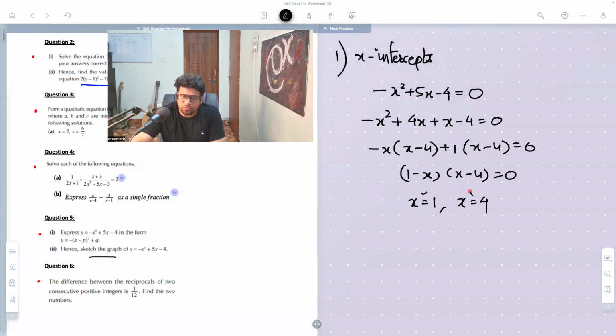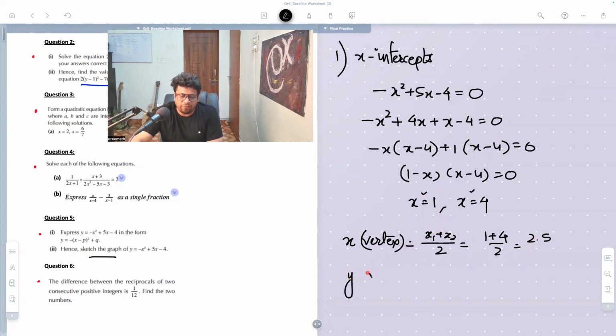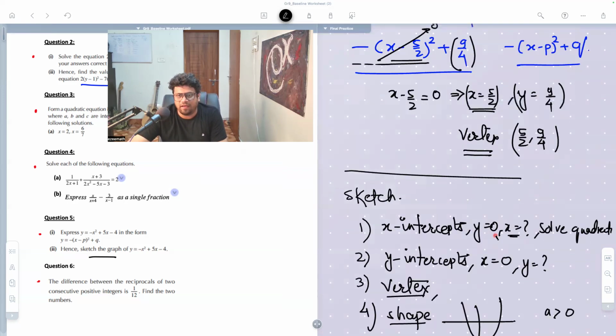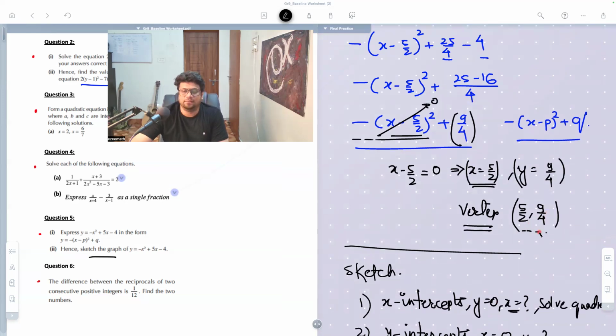You can add the two x values and divide by 2. 1 plus 4 divided by 2, you get 2.5. Well, that is the x coordinate of the vertex, 2.5. Obtaining the y from there, you need to substitute 2.5 into the quadratic. You're bound to get the y coordinate, which I already know is 9 by 4 for this one, because we have done this already.